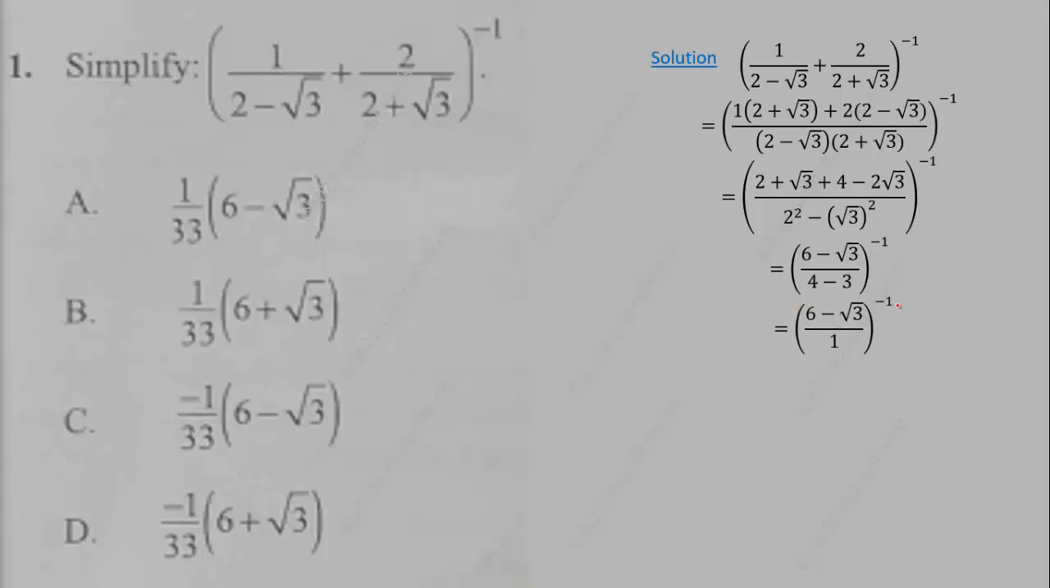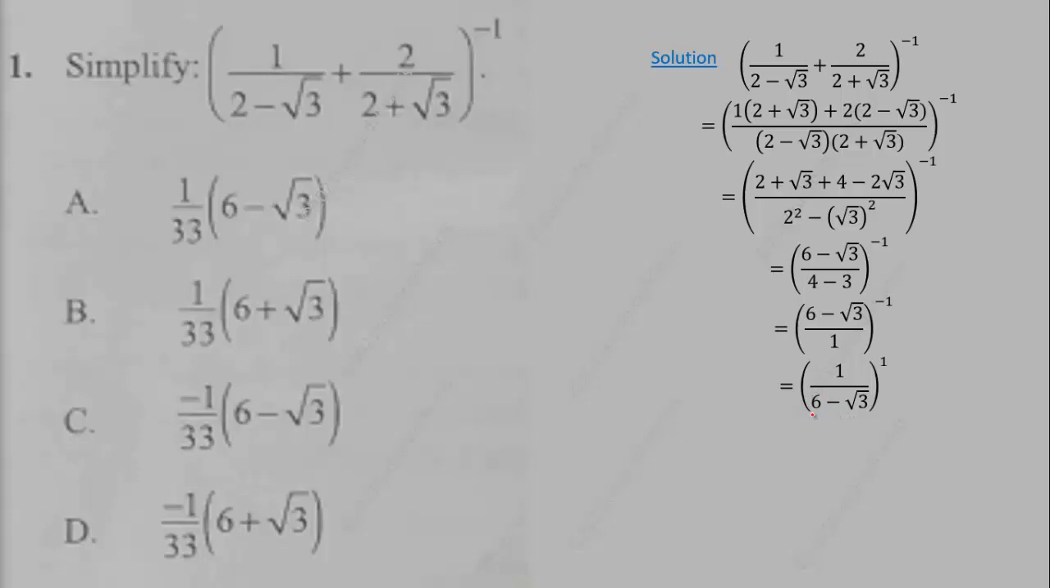Now we need to apply the law of indices here. We reciprocate this, then change the sign to positive. If it were positive, we also do the same thing, and the sign becomes negative. But if it were positive, there's no need for us to do the reciprocation here. But because it's negative, we have to do that, and that will give us this result.